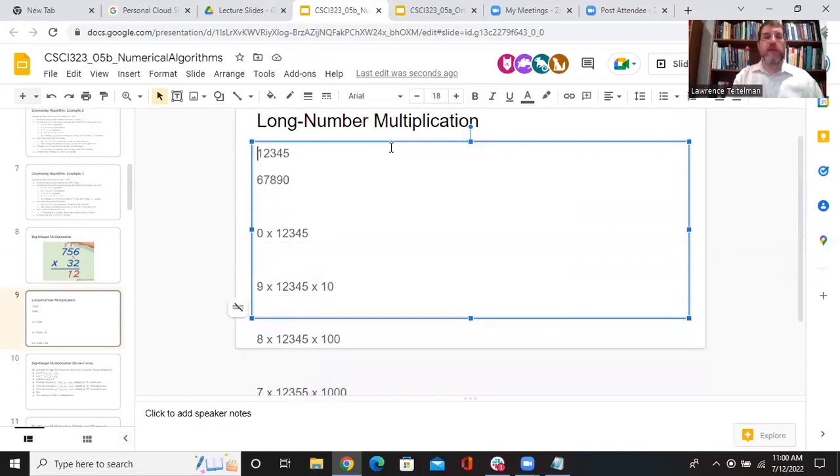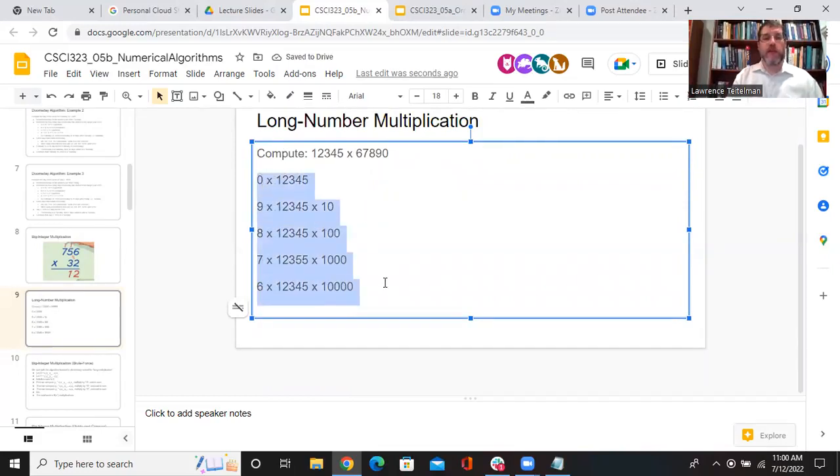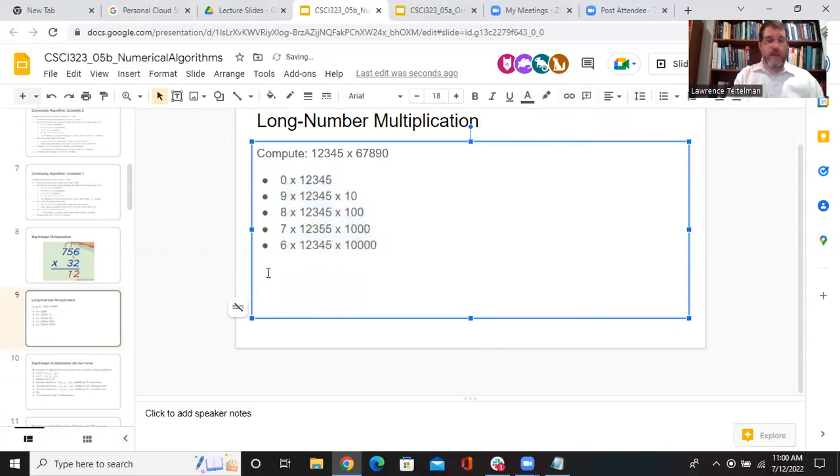How to get all these spaces in there? Okay, so let's say, compute. Okay, so I have to find all of these. And then we add these up, right? Add them up to get the final product.